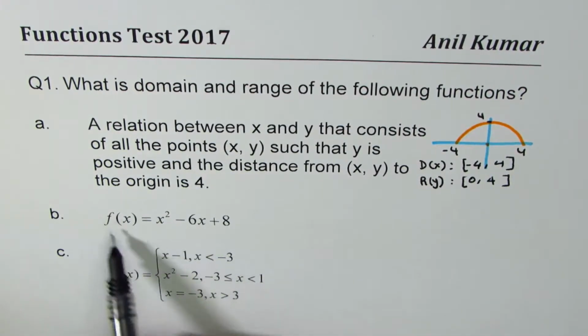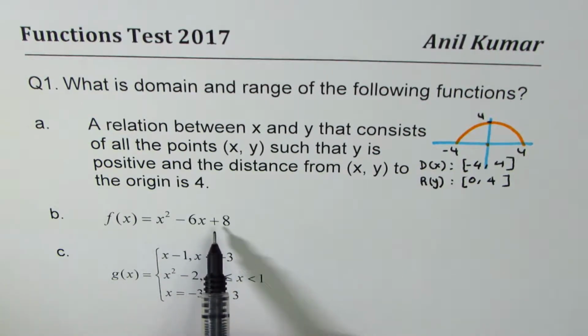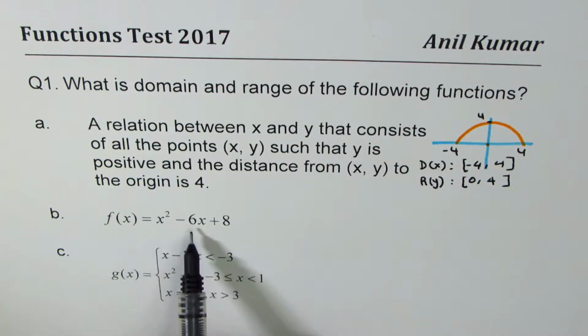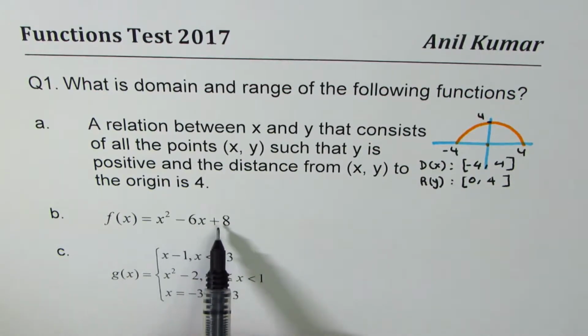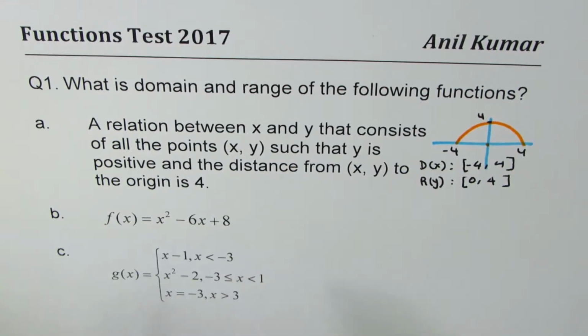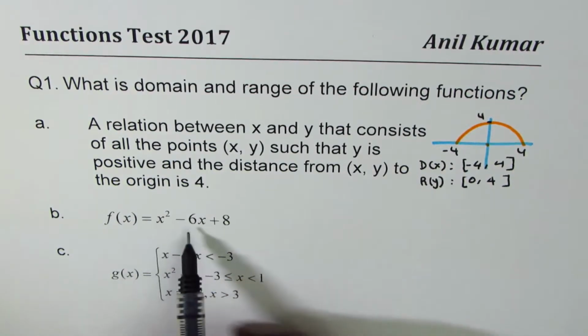Part B is f of x equals x squared minus 6x plus 8. This is a parabola. It opens upwards. We need to find the vertex, correct? So that we can find the minimum and then write the range. Domain is, of course, all real numbers. So we can do completing the square.